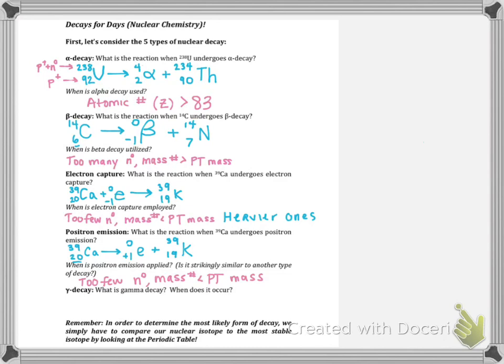Okay, and so finally we have gamma decay. And so all gamma decay really is energy. So as you all know from nuclear reactors and power plants and unfortunately nuclear bombs, these processes have a lot of energy associated with them. And so that's what we keep track of and call the gamma decay. It's just energy.